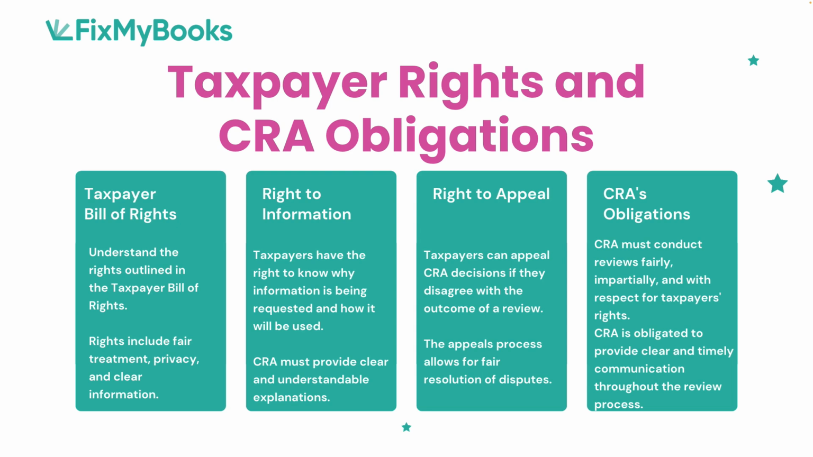CRA's obligations. The CRA must conduct reviews fairly, impartially, and with respect for taxpayers' rights. CRA is obligated to provide clear and timely communication throughout the review process. So fairly standard. They've got their rules, their guidelines, their practice and procedures manual, and they have to abide by these things and also abide by your Bill of Rights. So make sure that you understand all these things when you're dealing with the CRA, because you can cite them in objection, and you can cite them in your appeal, etc.